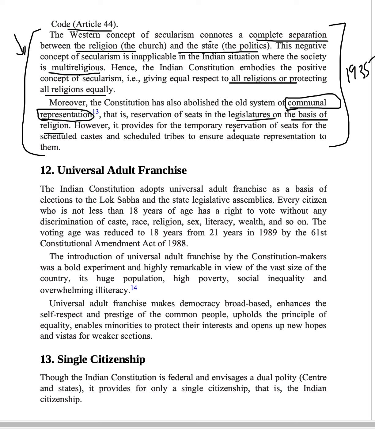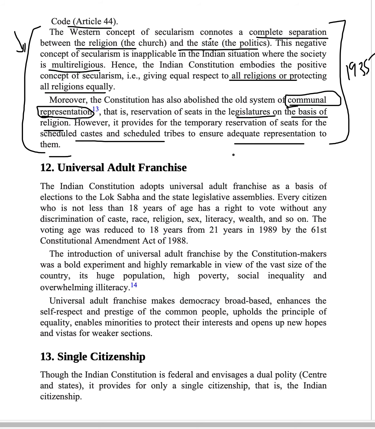Instead, it provides for the temporary reservation of seats for the scheduled castes and scheduled tribes to ensure adequate representation to them. So only reservation is provided to SCs and STs, and right now OBCs have also been provided the reservation, just so that they have equal representation in the government field.